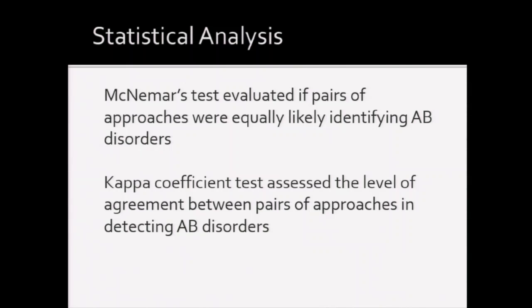How they analyzed this data was they did a McNemar's chi-squared to see if all the approaches were really similar in how they went about identifying these acid-base disturbances. And they also did a kappa coefficient to look at the level of agreement between the pairs detecting metabolic acid-base disturbances.